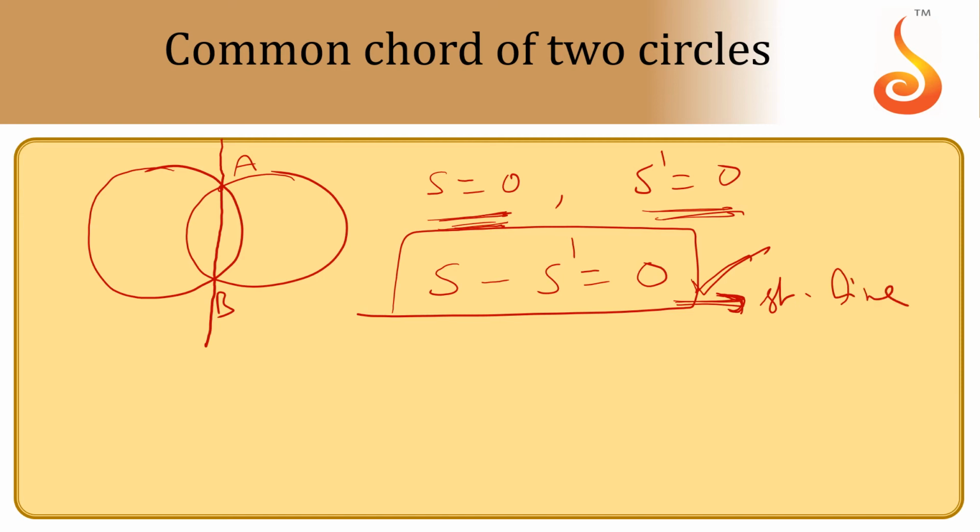And the point A lies on S equal to 0 as well as S dash equal to 0. The point B also lies on S equal to 0 and S dash equal to 0. So if I substitute A and B in S minus S dash, A and B will satisfy this equation. So what I proved is that S minus S dash equal to 0 is a straight line always satisfying A and B. So it should be the straight line AB. So can I say the equation of that common chord will be S minus S dash equal to 0? So that is how to find the common chord.